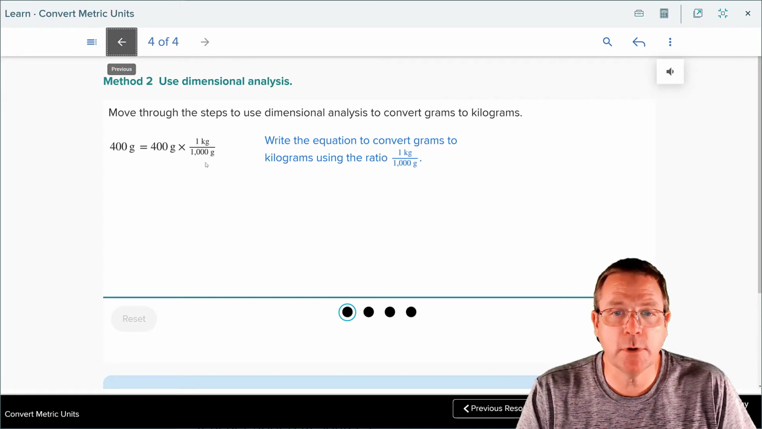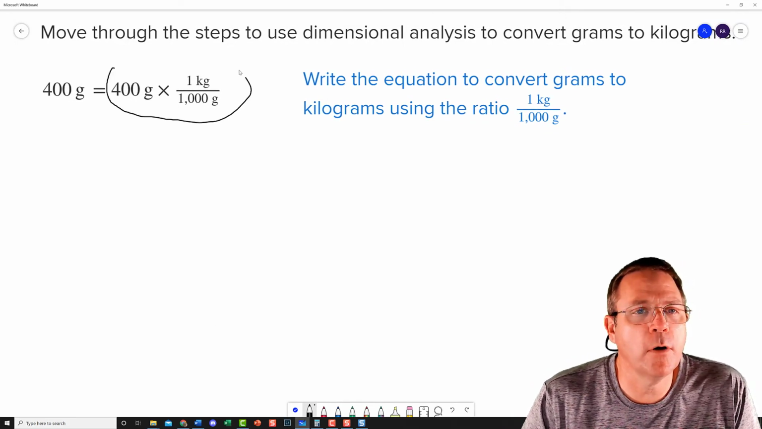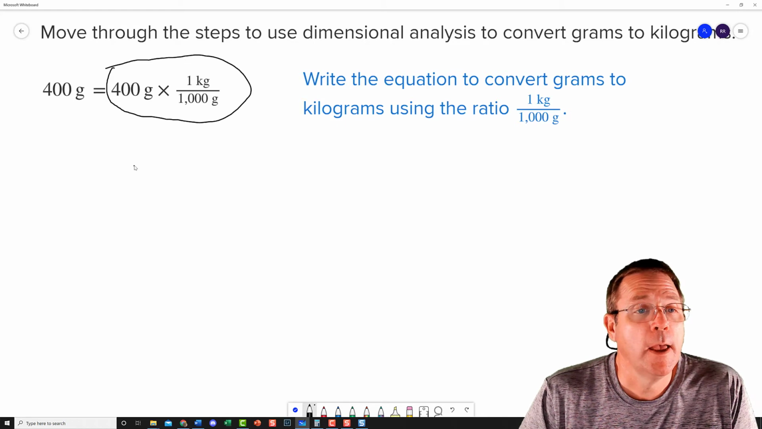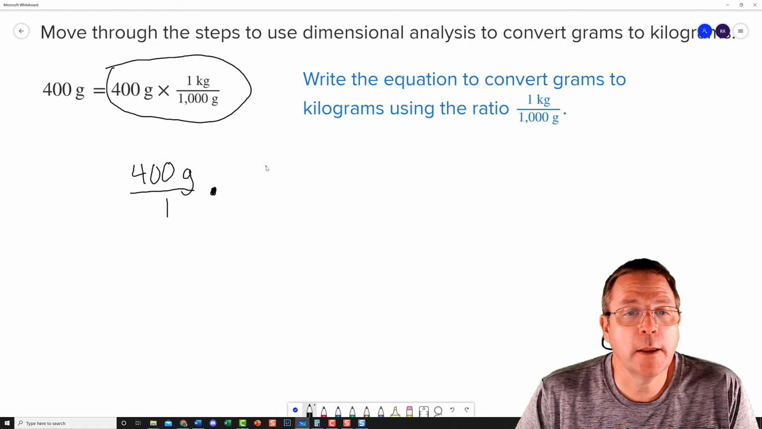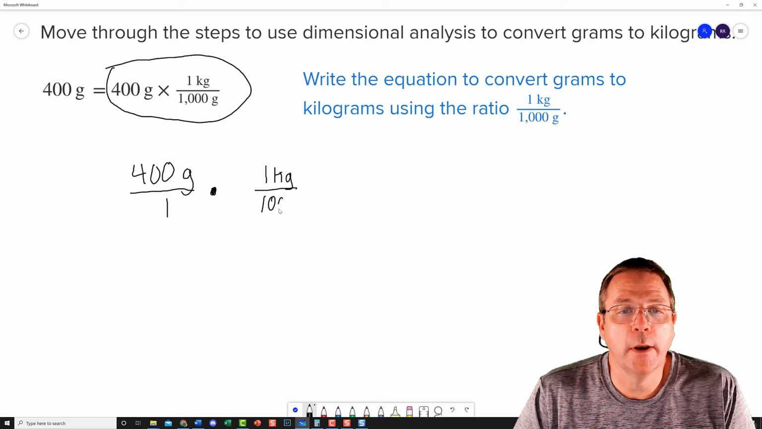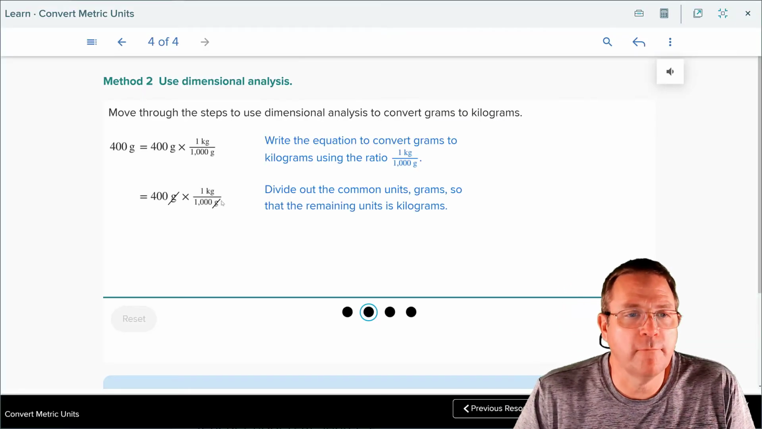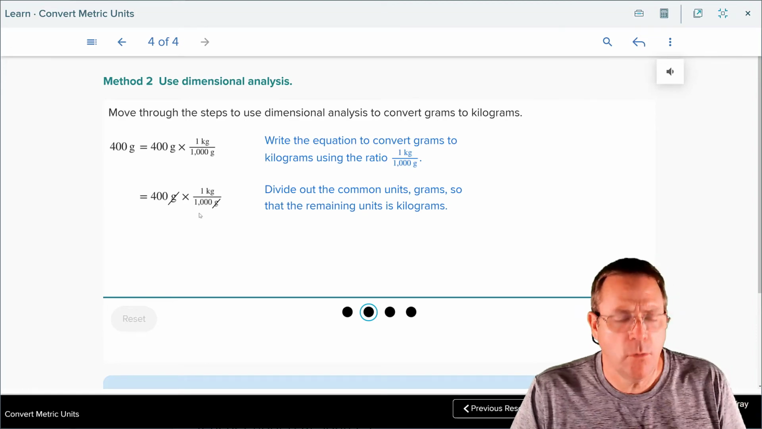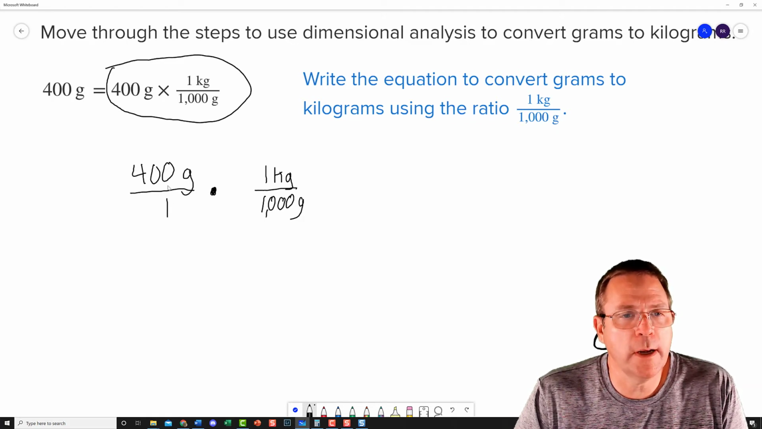Now I'm going to take my screenshot, and the first thing I'm going to do with it is rewrite this part in a way that makes a little more sense to me. I'm going to say 400 grams over 1, change it to a fraction. We're going to use a dot symbol for multiplication times our conversion factor that says 1 kilogram over 1,000 grams. Now your textbook divided out the grams here, which doesn't look quite as clean as if I do it here, because I've got a true numerator and denominator in this one.